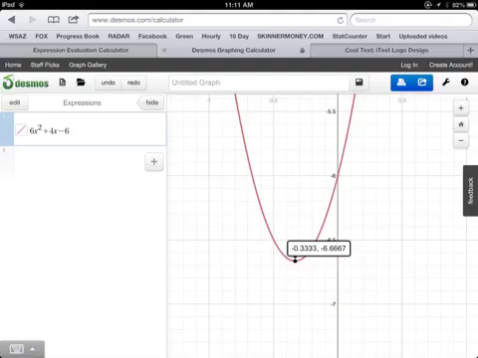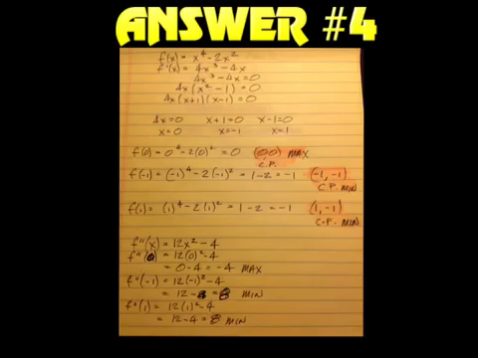Here is the graph. It's a bowl shape, so it's a negative 0.333 and a negative 6.667. This takes it out to 4 places. I only want you to do it to 3. There's the answer to number 4. Notice the x values are 0, negative 1, and 1.